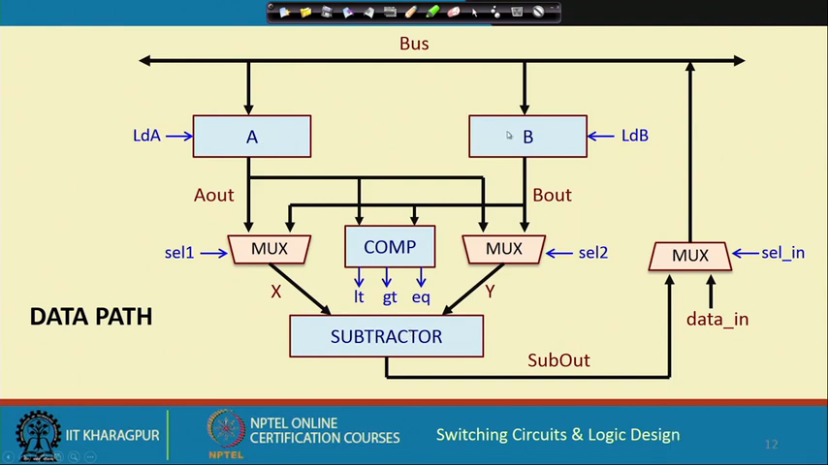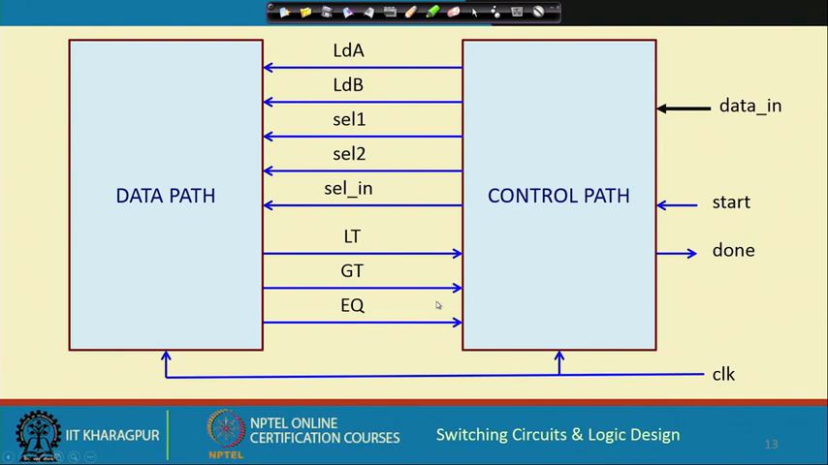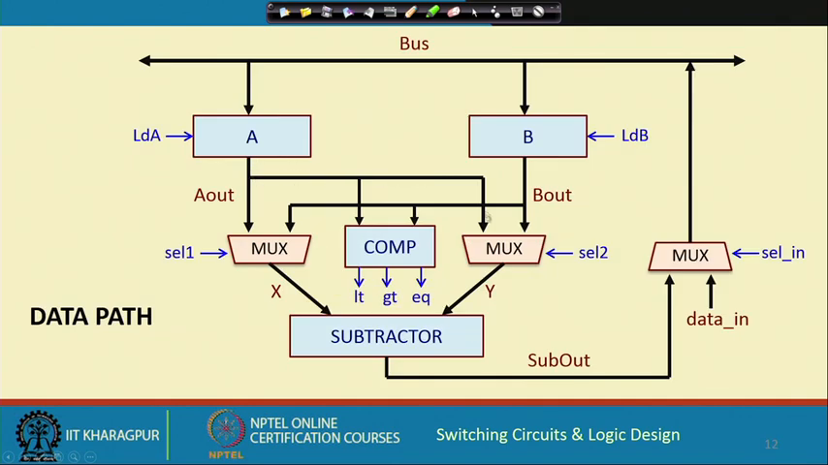There are two registers A and B. This multiplexer will select whether you are doing A minus B or B minus A. The first input of the subtractor can be either A or it can be B. This multiplexer will be selecting that. Similarly, the second multiplexer will be selecting the second input of the subtractor, it can be either A or again it can be B.